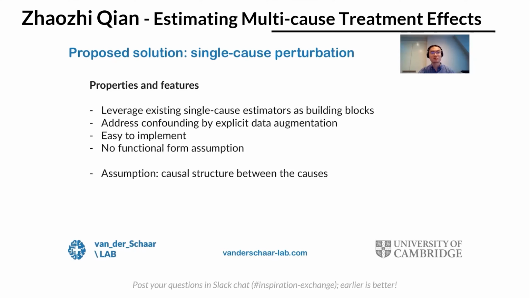In this work, we propose a novel approach to address multi-cause CATE estimation called single-cause perturbation, or SCP. It leverages existing single-cause estimators as building blocks and addresses confounding by explicit data augmentation. The method is easy to implement and does not take any assumption on the functional form. Instead, it relies on knowledge about the causal structure between the causes.